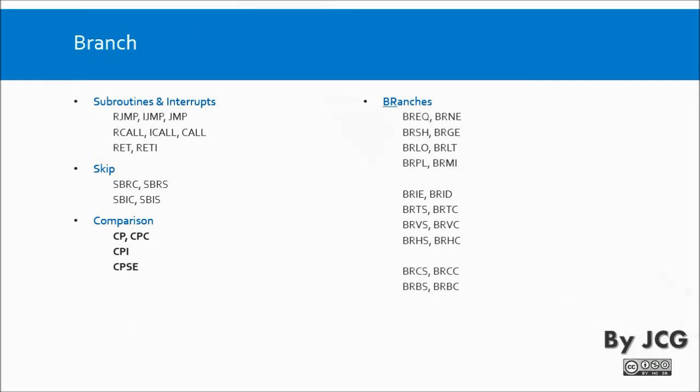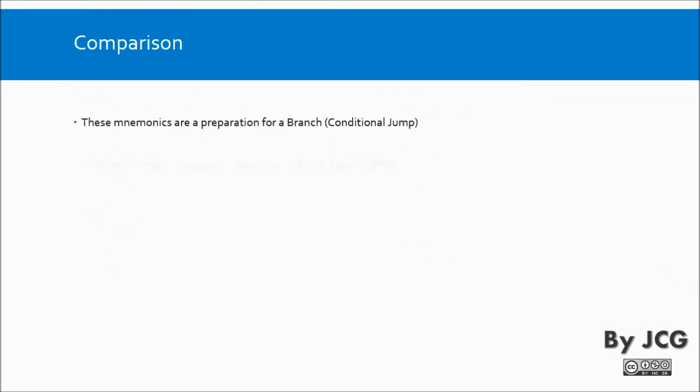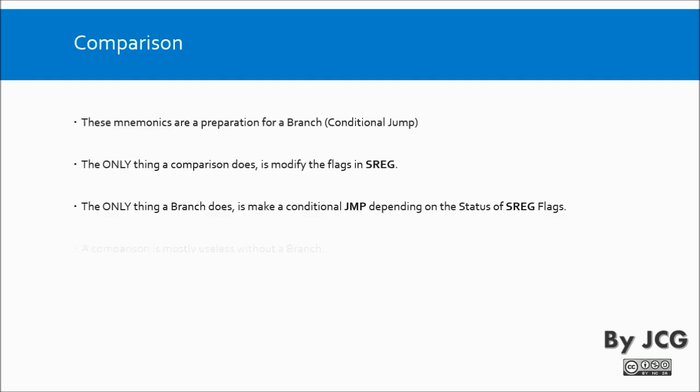Now let's talk about the comparison mnemonics. They're just a preparation for branches. The only thing a comparison does is modify the flags in the status register. The only thing a branch does is make a conditional jump depending on the status of these flags. Basically, a comparison is mostly useless without a branch because it does nothing except change flags.